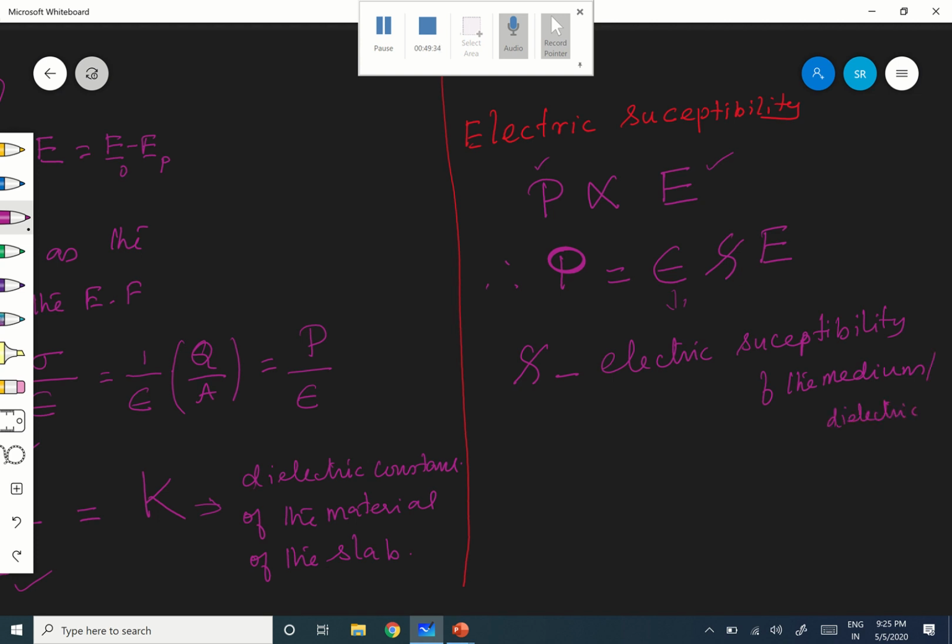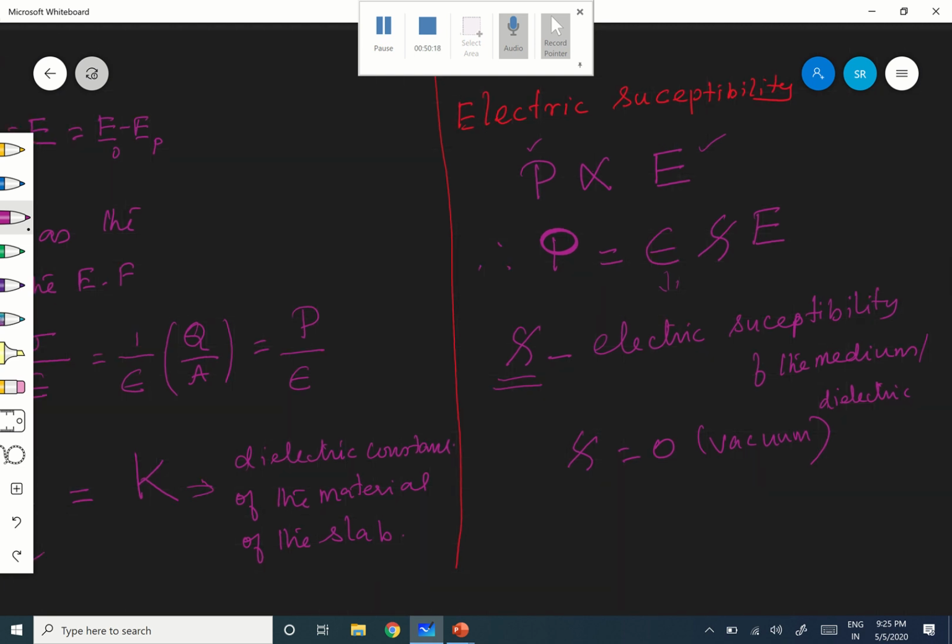Okay, so here the electric susceptibility describes the electrical behavior of the dielectric. A dielectric transmits electrical effects without conducting. Therefore, that electrical behavior of the dielectric is described by chi. Are you following? The value of chi is different for different dielectrics, and chi is equal to 0 for vacuum. Now I think you are able to understand.